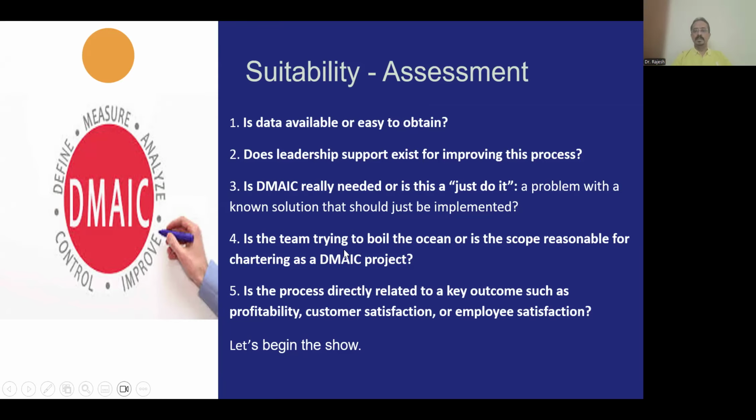And second one is, is the team trying to boil the ocean? What it means is, am I going to cover the entire problem in the world? No, right? I have a scope. A definite scope needs to be defined on this. And is the process directly related to key outcomes such as profitability, customer satisfaction, and employee satisfaction? If it is going to cover these aspects, then only you have to select the project, right? That's the way the DMAIC selection should be.